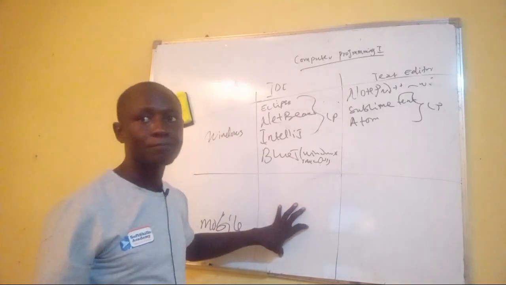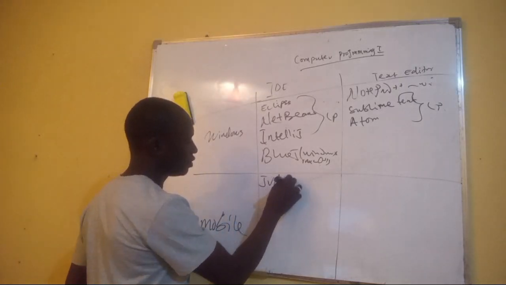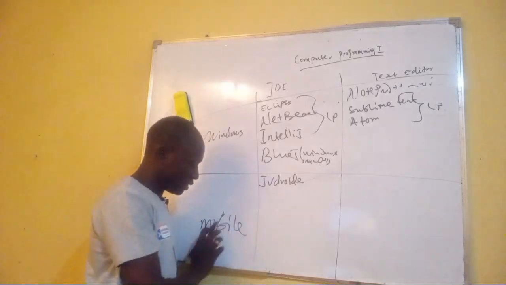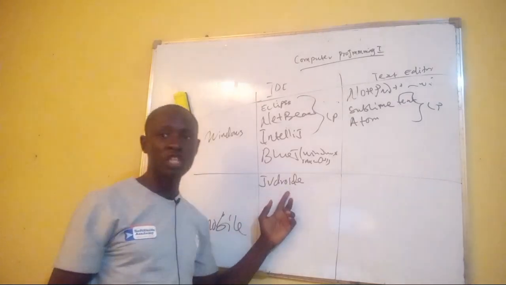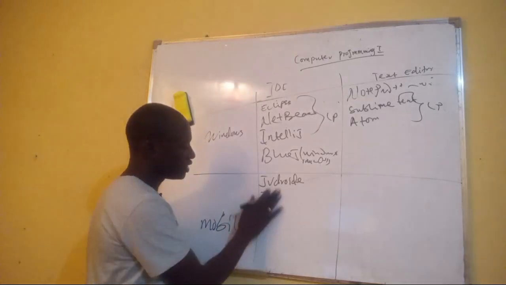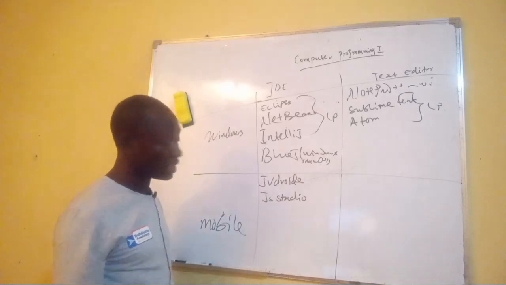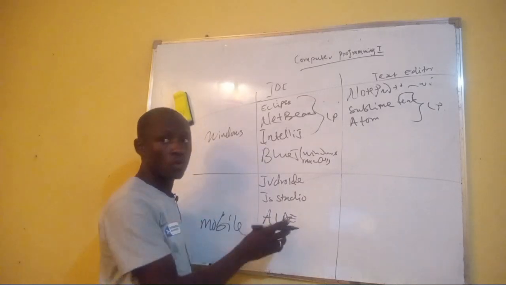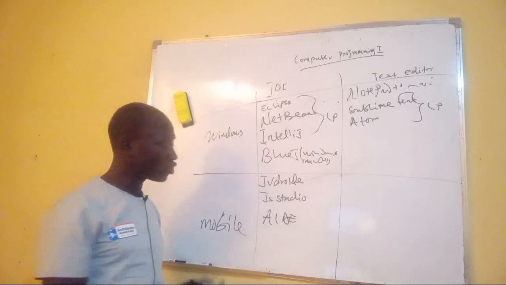So when we talk about mobile, under IDE we have JVDroid. JVDroid is also an IDE that you can use on your mobile. All you need to do is go to your Google Play Store, get this JVDroid on your system, and you work with it. We also have JS Studio, Java Standard Studio, also available on your Play Store or APK directory. This is also an Android integrated development environment. We also have JShell.